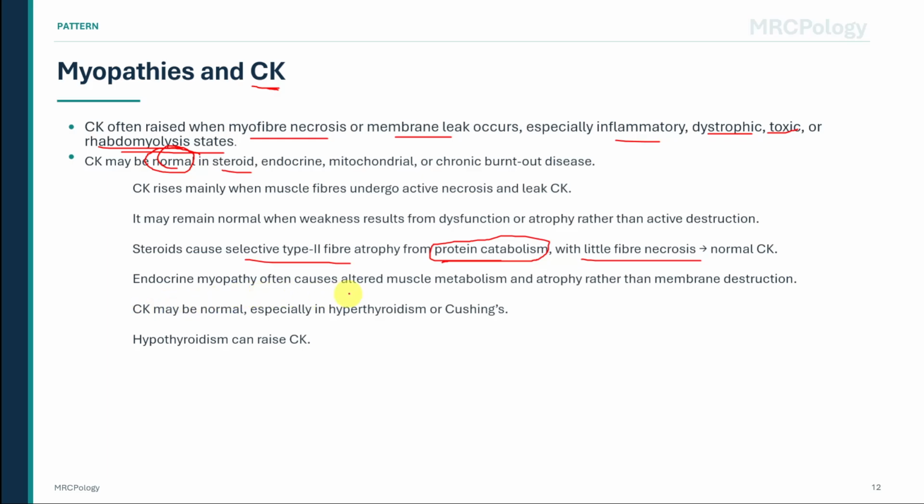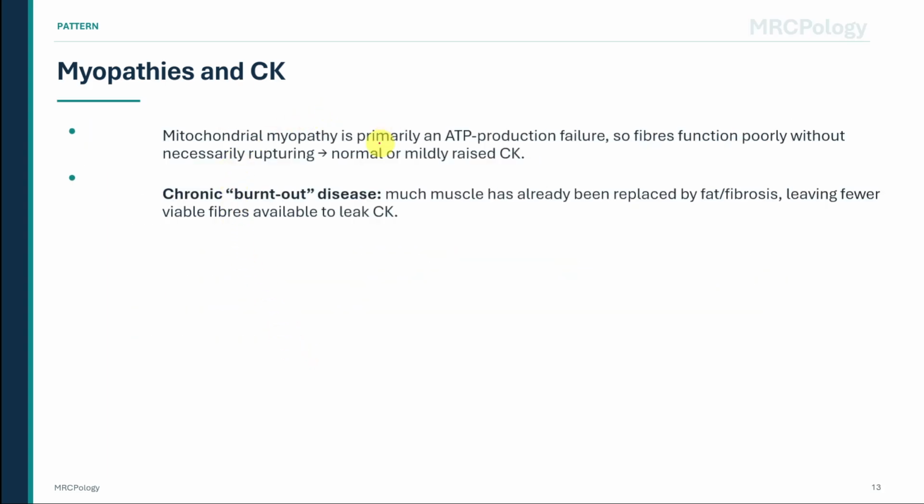Endocrine myopathy often causes altered muscle metabolism and atrophy rather than membrane rupture. CK may therefore remain normal, especially in hyperthyroidism and Cushing syndrome. Hypothyroidism is an important exception because it can produce a significant CK elevation. Mitochondrial myopathy is primarily a failure of ATP production. The muscle fibers function poorly, but may not undergo extensive necrosis. CK may consequently be normal or only mildly raised.